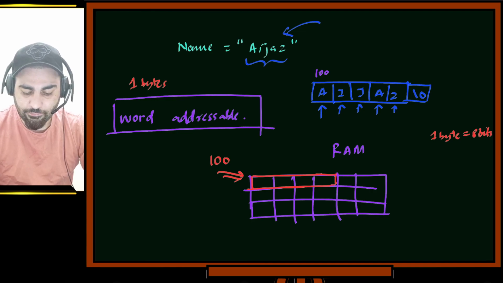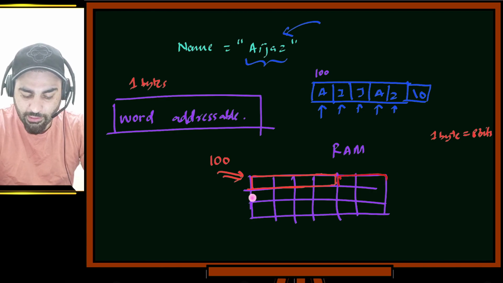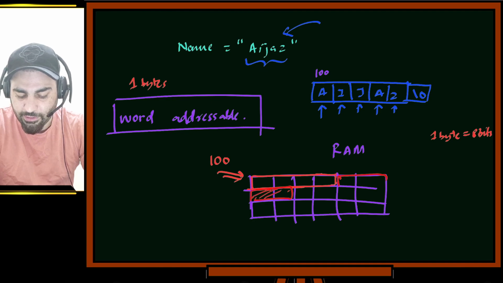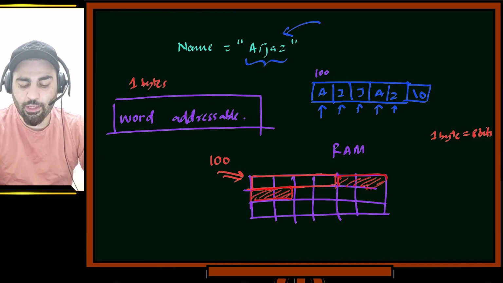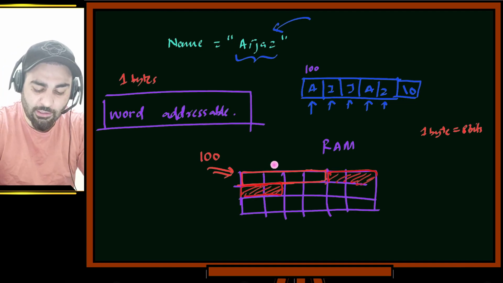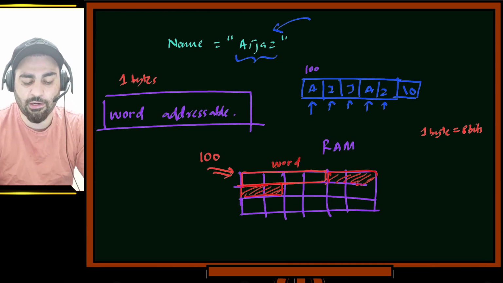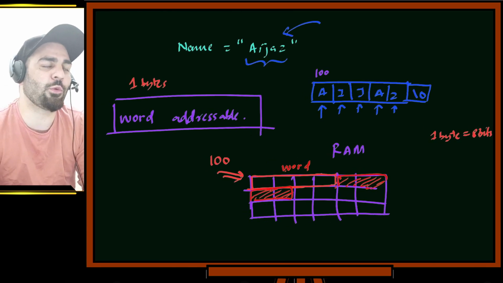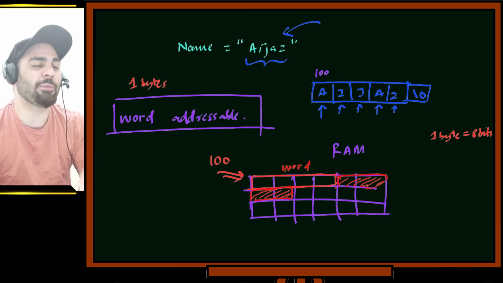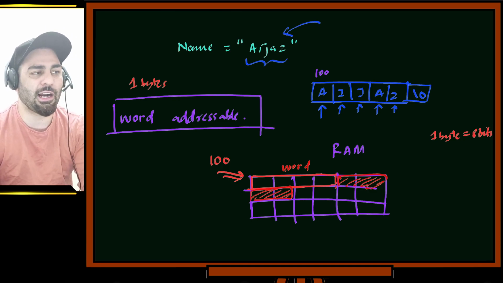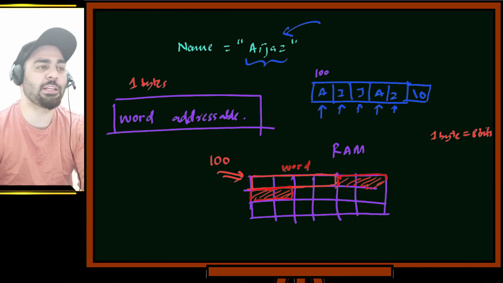Now from here to here, this will be given the second address. Each one of these is called a word. In computer science, this is called a word. Now you understood the meaning of word addressable. A word can be 1 byte, 2 bytes, 3 bytes, depending on the architecture, how you have defined it. So memory is word addressable.